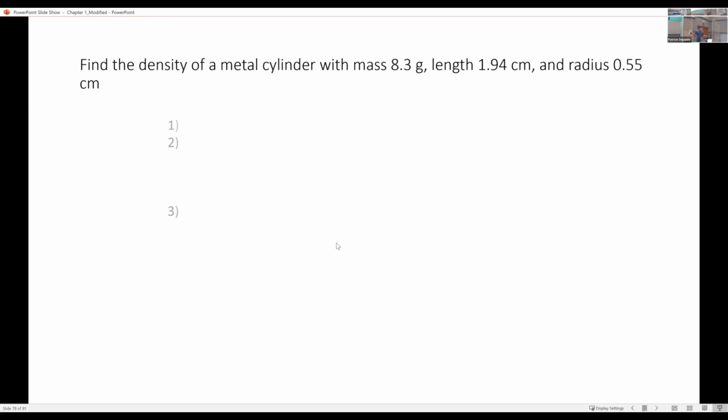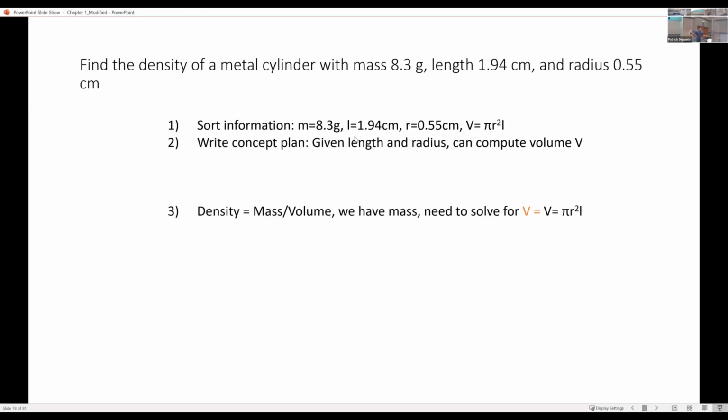So we can do that. They have the volume equals 2 pi r, wait, pi r squared, sorry. 2 pi r is circumference. Maybe I should go back to 10th grade. Pi r squared times the length gives you the volume.